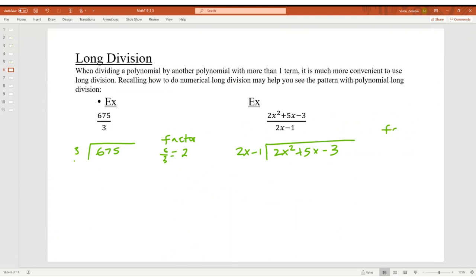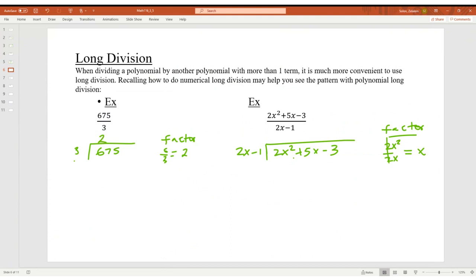And in polynomials, what you do is you take the first terms, the 2x squared and the 2x. So I'll divide the 2x squared by the 2x. So 2 cancels 2, and x squared divided by x is just x. So you have 2 x's, 1 x cancels out. X squared divided by x is x. Now this number goes up here, if you remember in long division.